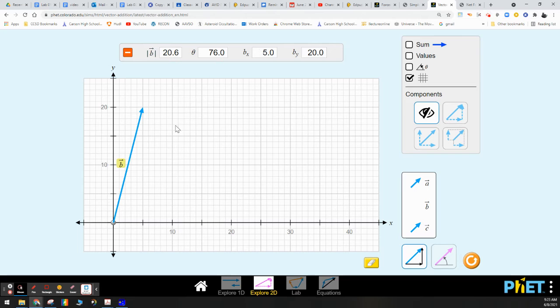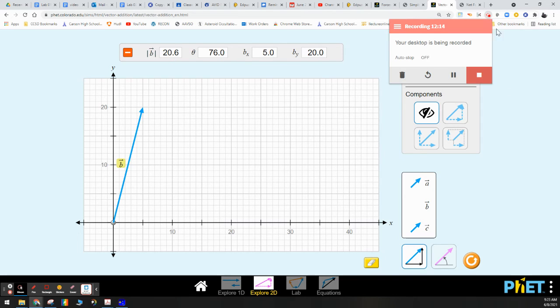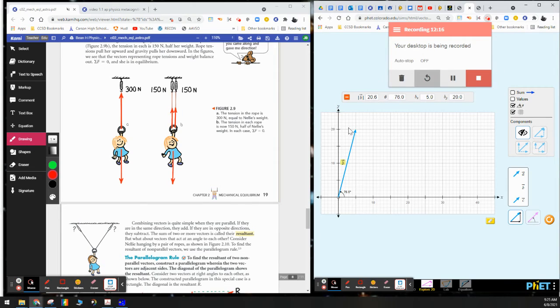Okay, so here is vector B. I want you to tell me what is the magnitude, what's the direction or angle, what's the x component, and what's the y component. Let me hit pause. Okay, all right, we'll go ahead and continue on here.